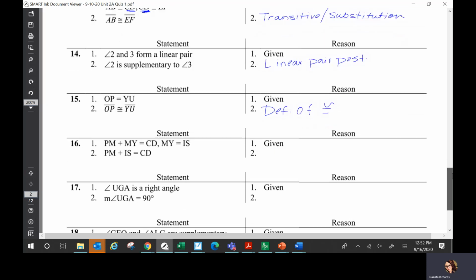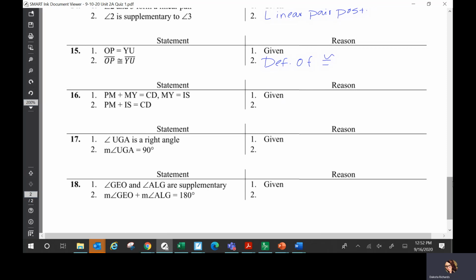Number 16, right? Do you see PM plus MY equals CD, and then it says MY equals IS. So you can sub in an IS for MY. Okay, so this is substitution, and I also accepted transitive, but substitution was a little bit better.